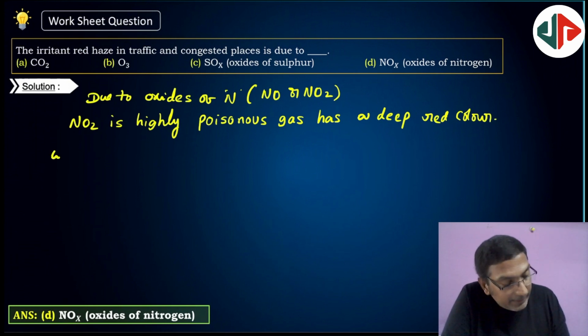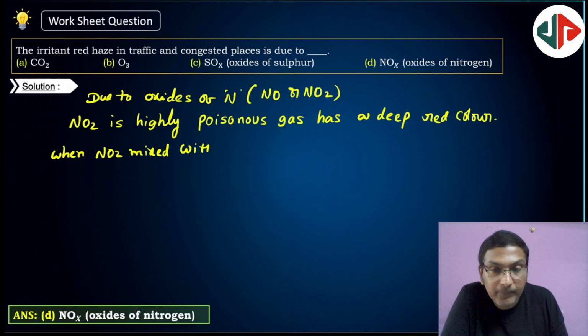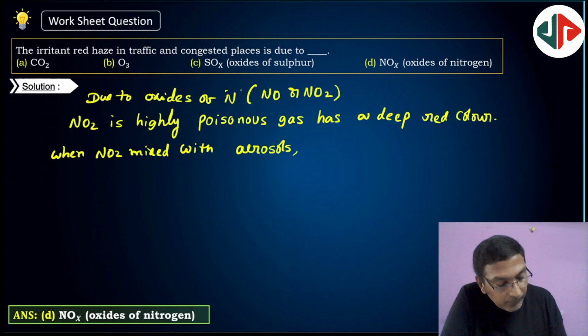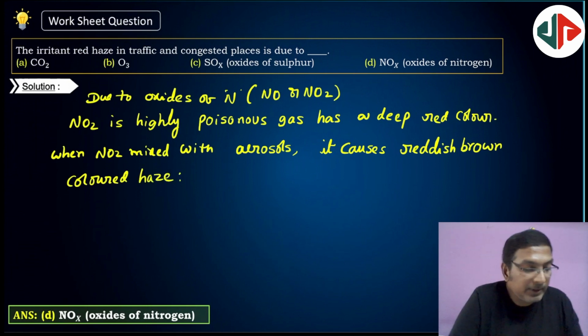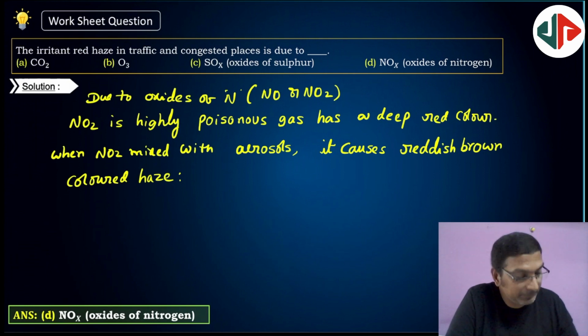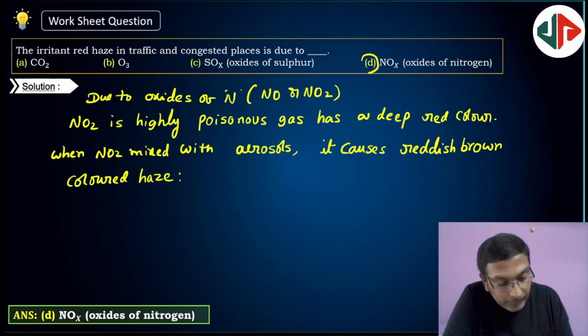So when NO2 is mixed with aerosols, it causes reddish brown colored haze. So therefore it appears as red haze. So D is the option.